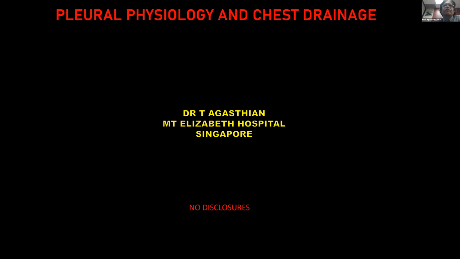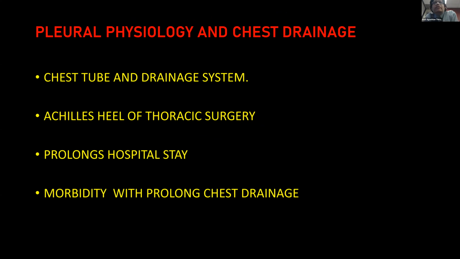So just a few words from my own personal experience on pleural physiology and drainage. If you look at pleural physiology and chest drainage, the chest tube and chest tube drainage system consist of two parts. One is the chest tube part, and the other one is the drainage system. And the chest tube and drainage system have always been the Achilles heel of thoracic surgery. As you all know, if you cannot remove the chest tube, the patient cannot leave the hospital. So it prolongs hospital stay. And if you cannot remove the chest tube and you do not have a proper drainage system, there's reduced mobility and prolonged chest drainage, either due to air leak or prolonged pleural fluid.